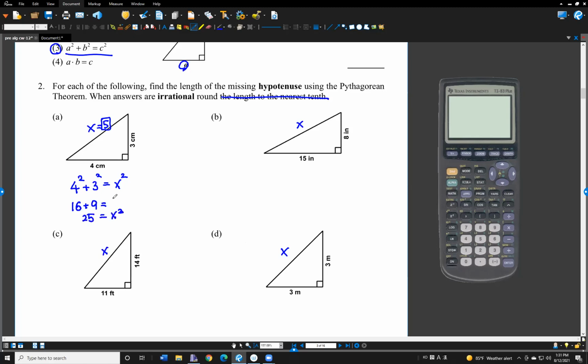X squared, isn't it? All right, how can you find x? Square root. Square root of x times another square root of x is x, right? X equals square root of 25. 5 times 5, right? Two equal numbers, which is 5, isn't it? So this side is 5. That actually makes sense. Yeah, that is true.